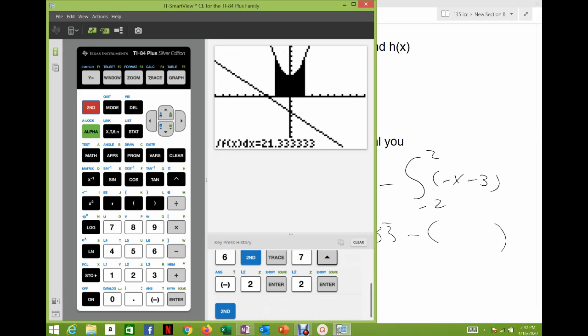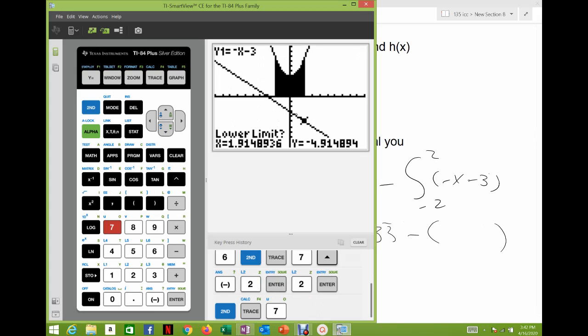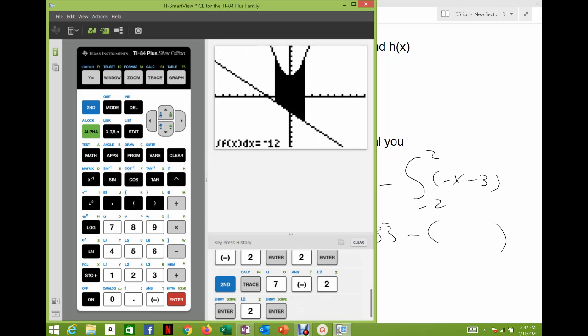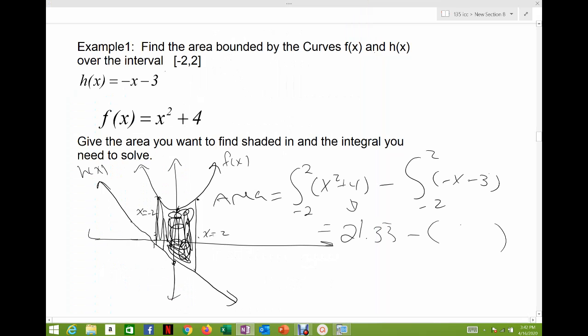Alright, so second trace 7. Make sure I'm at the right function, and so I am. That one I don't have to move. I'm already on my -x minus 3. Integrate from -2 to +2. And there's the area. Alright, so there's the graph that I shaded, and so that comes out -12. Alright, so 21 1/3 minus a -12 really means plus a 12, so that's 33.33 repeating, or 33 1/3. Alright, so there's my area. That area is 33 1/3.